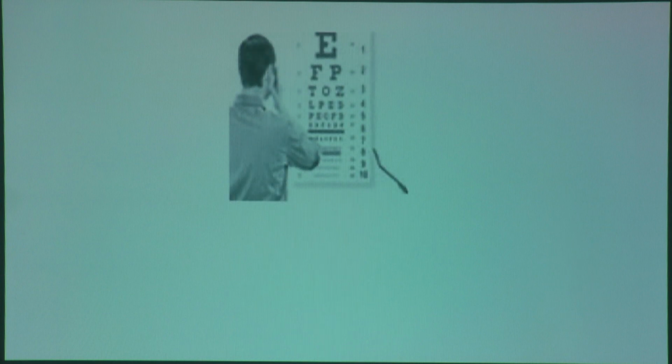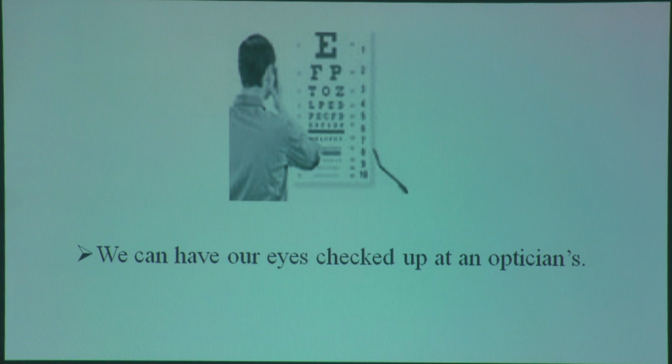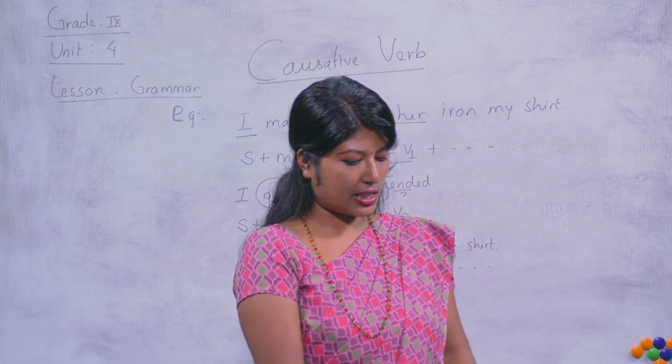And then next one. Okay, what is this? A person is covering his eye with one hand and then reading the letters. Where do you do this activity? So this activity we do at an optician, right? So we can have our eyes checked up at opticians. Okay, this is the end of this exercise.